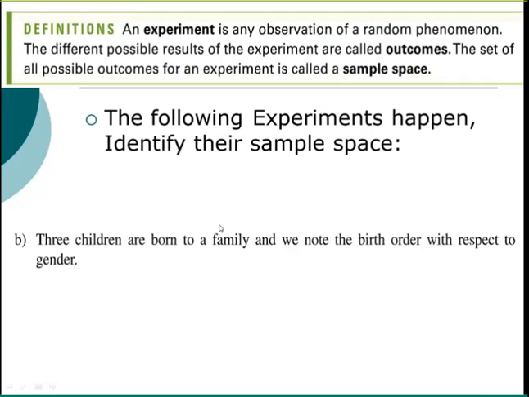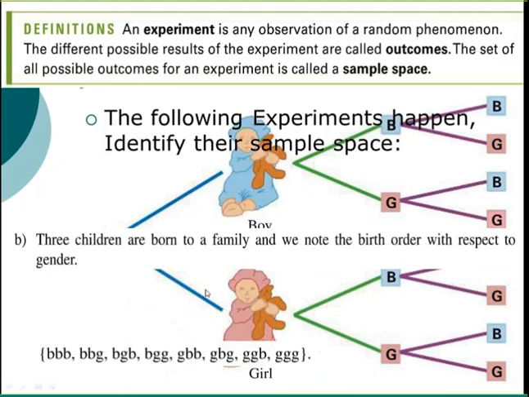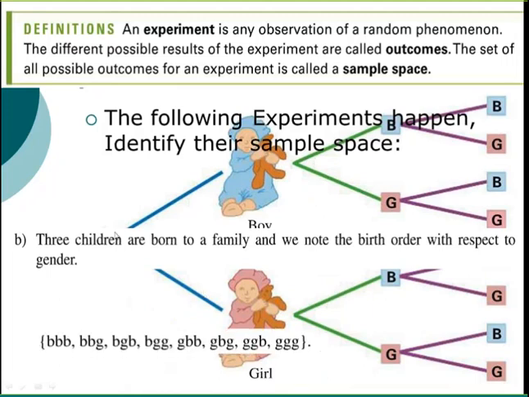Let's say we've got 3 children born into a family, and we note the birth order with respect to gender. I've got the full picture here. The first child could be a boy or a girl, and then for the second child, if the first one's a boy, you could have boy or girl, and from there you have branches. This is the whole sample space drawn out pictorially. If you follow each line, I have boy, boy, boy, or boy, boy, girl, or boy, girl, boy, and so you can see it working itself out. This is the whole sample space if you just follow your line down each one of these trees.